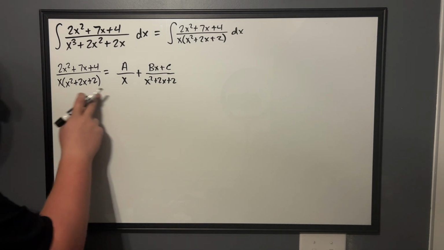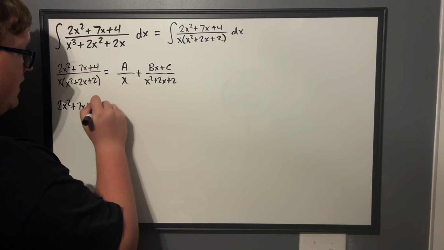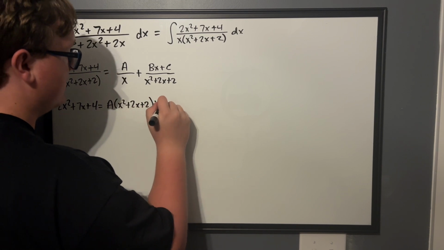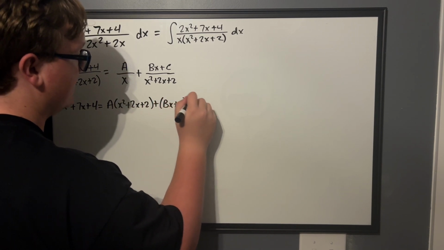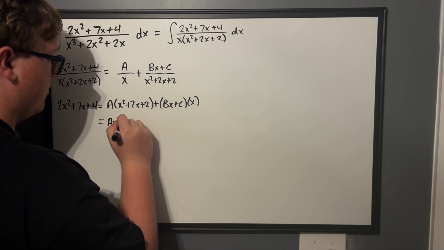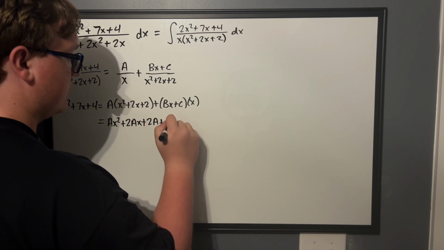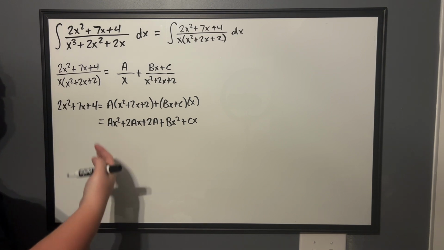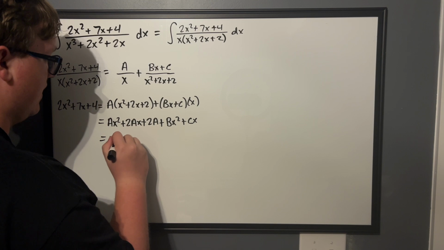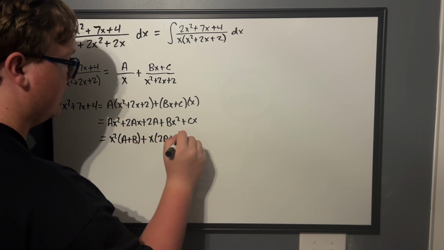So we're going to multiply everything by this denominator. So what happens is we're going to get 2x squared plus 7x plus 4 is equal to a times x squared plus 2x plus 2 plus bx plus c times x. And now we're going to go ahead and expand everything out. So we're going to get ax squared plus 2ax plus 2a plus bx squared plus cx. And now we're going to group everything by the x squared terms, the x terms, and the constant terms.